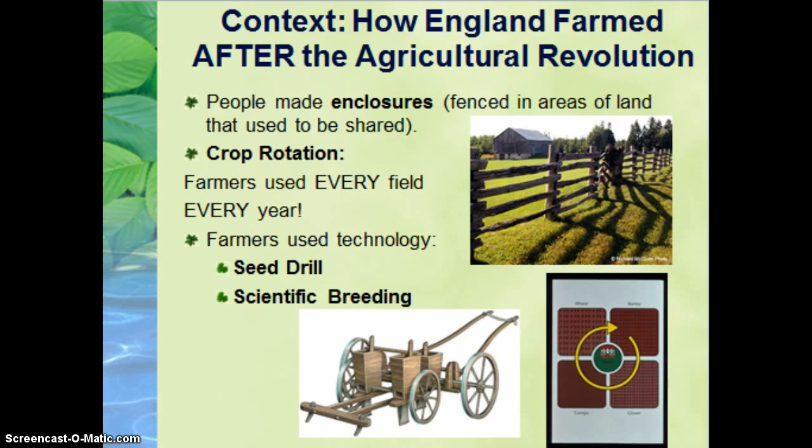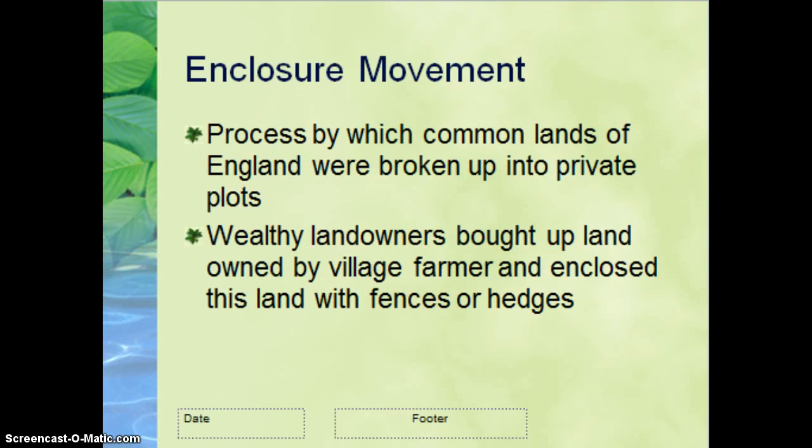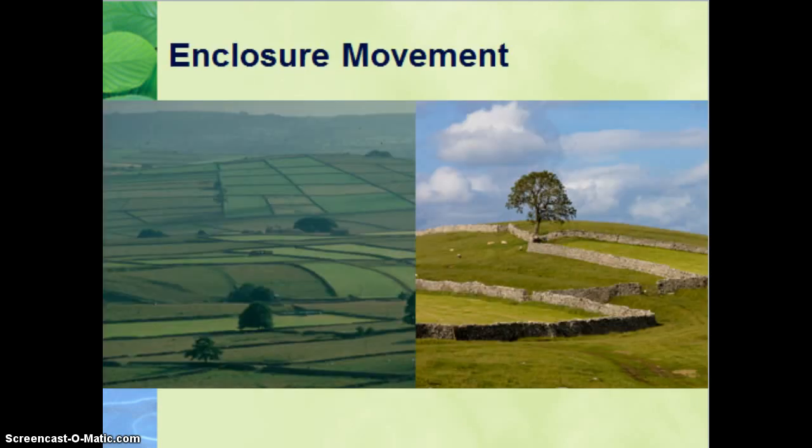So we're going to talk about each one of these things one at a time, starting with the enclosure movement, which was the process by which common lands of England were broken up into private plots. So wealthy landowners would buy up an entire village of land and then distribute the different amounts of produce that were coming out of that farm. So fences and hedges were used to delineate where the different farms were. And that's pretty common of the sites that you see if you look at England today.